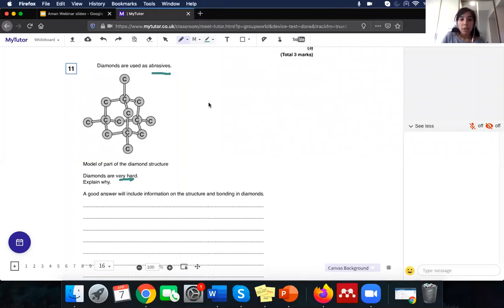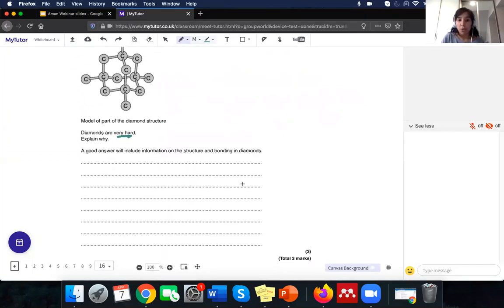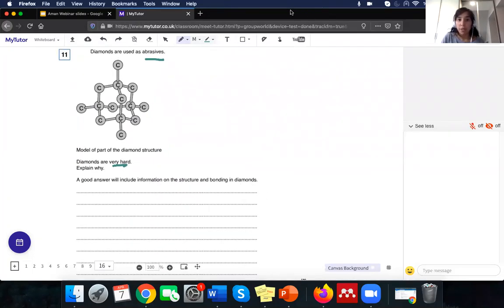Yep, so what we need to think about here is that there are strong covalent bonds between the carbon atoms. They form 4 covalent bonds. That's really important that we say each carbon atom forms 4 covalent bonds with other carbon atoms, and that they're very strong and require a lot of energy to break those bonds. So diamond is really very hard. Excellent. Exactly. There are no intermolecular forces in diamond, which is very good.